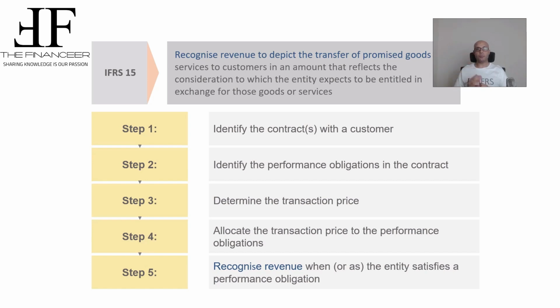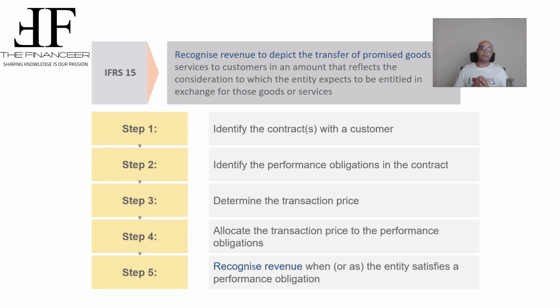How many performance obligations? Step number 3 is to determine the contract price. So we need to determine the contract price. Step number 4 is to allocate this contract price that we determined in step number 3 over the performance obligations that we determined in step number 2. So in step number 4, allocate the price over the performance obligations.